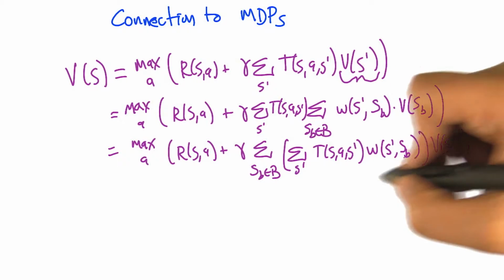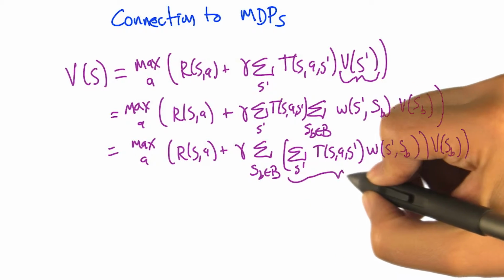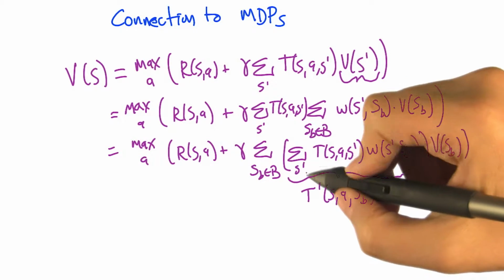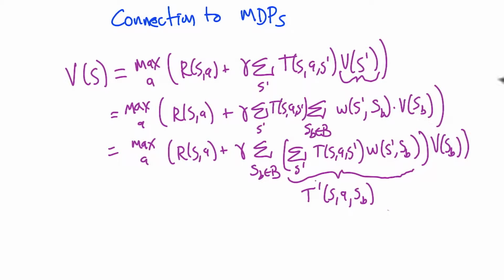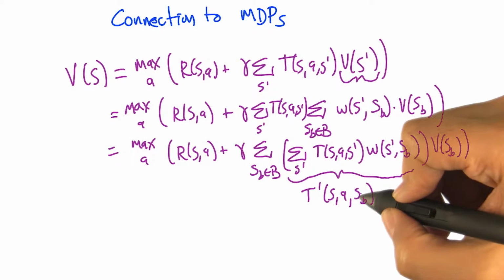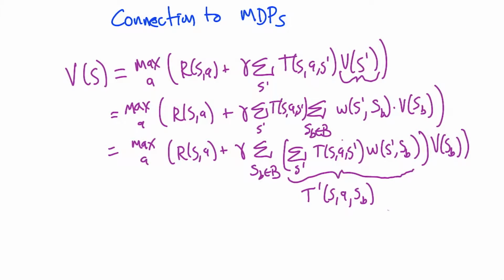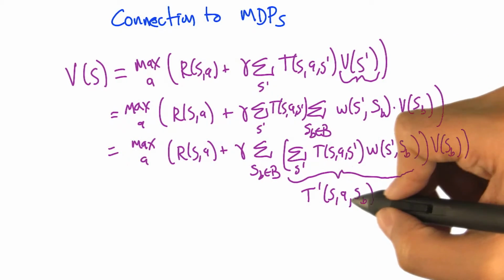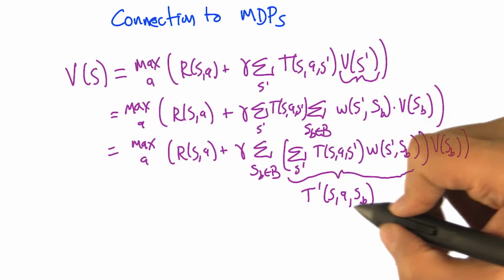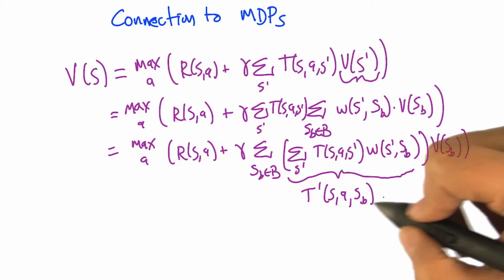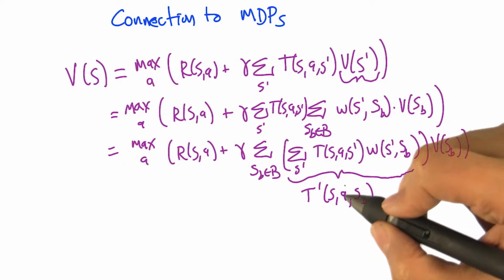What can we say about this value here if we write it like this? We can write this as some function T' of the state, the action, and the basis point. And the sum over next states is already built in here, right? I gave this a name, T prime, because I wanted you to see a connection between this and transition functions.